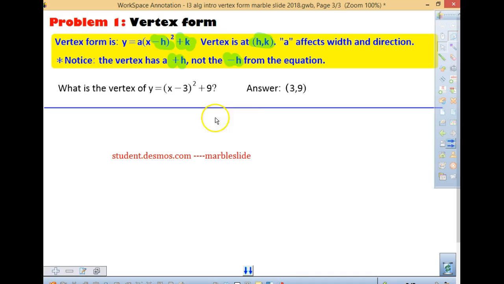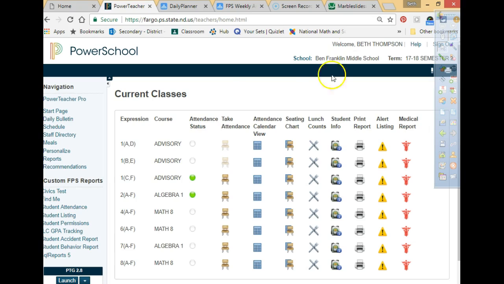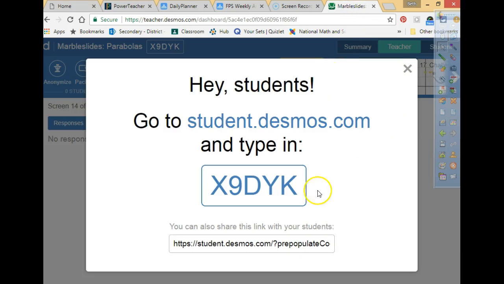So make sure you put this equation down and put the vertex right behind it. So today we are going to be working on this Desmos calculator. When we do the Desmos calculator, the marble slide, here is your code that you are going to be putting in.